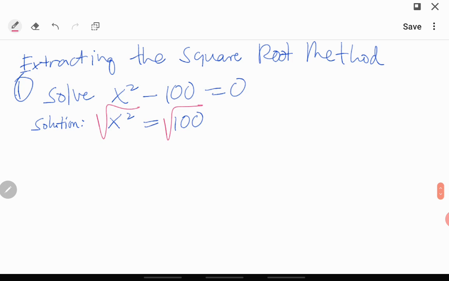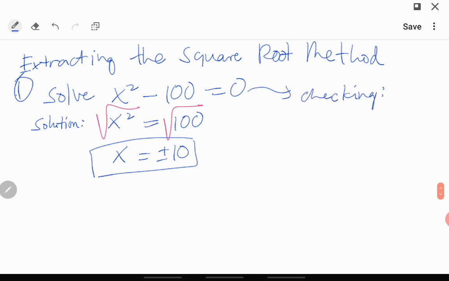What is square root of x squared? It is simply x. And what is the square root of 100? Okay, not 10, but also negative 10. So our answer must be plus minus 10 or positive 10 or negative 10. Bakit plus minus 10? Bakit hindi 10 lang? Dahil 10 times 10 equals 100. Tapos negative 10 times negative 10, 100 din. So you can do the checking. Gusto nyo yung i-prove na tama yung sagot nyo, you can do the checking.